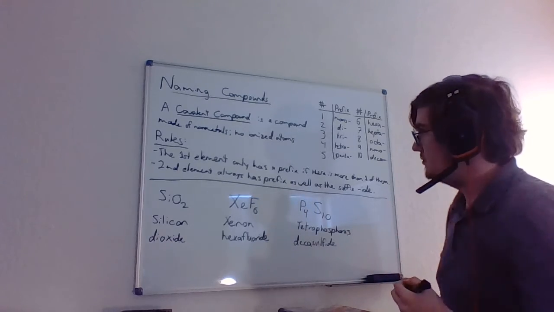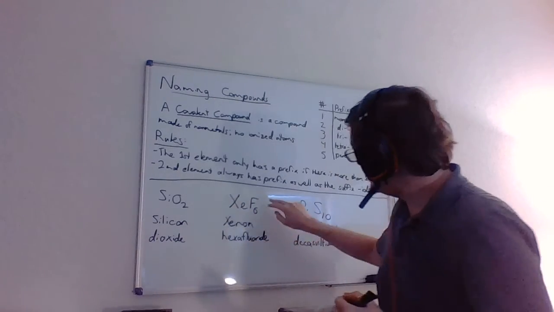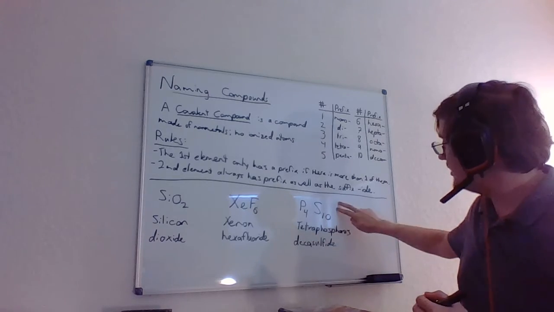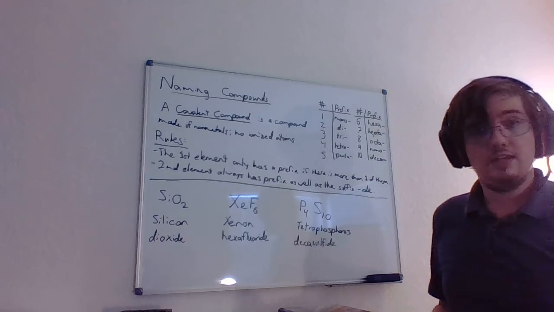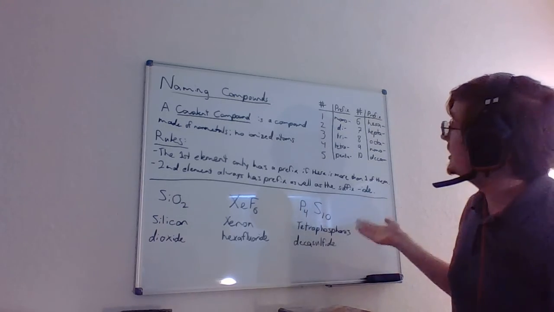So this becomes silicon dioxide, this becomes xenon hexafluoride, and then this becomes tetraphosphorus decasulfide. And that's how you would name covalent compounds.